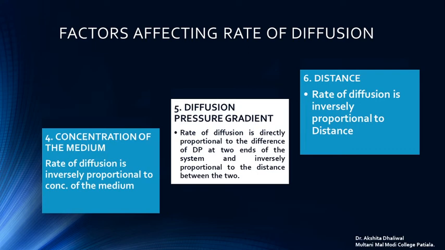Next factor is the concentration of the medium. The rate of diffusion is inversely proportional to the concentration of the medium. Thus, a gas would diffuse more rapidly in vacuum than in air. Next is the diffusion pressure gradient. The rate of diffusion is directly proportional to the difference of diffusion pressure at the two ends of the system and is inversely proportional to the distance between the two. Sixth factor is the distance. It is inversely proportional to the distance, so diffusion is rapid over short distances but extremely slow over long distances.